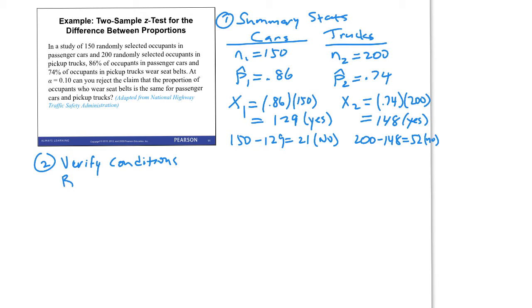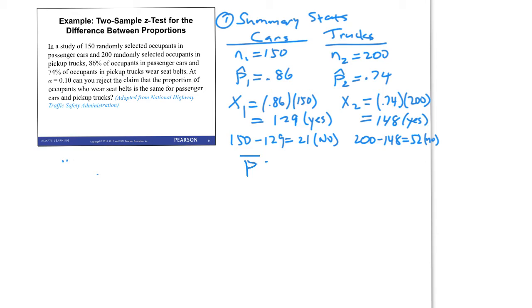So we've got random and independent samples. All right, and then here's, all right, back up, erase. Forgot one part up here.